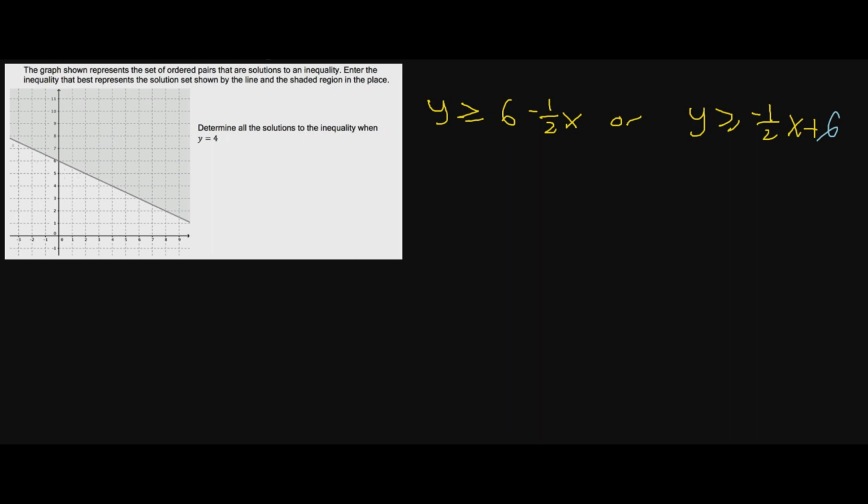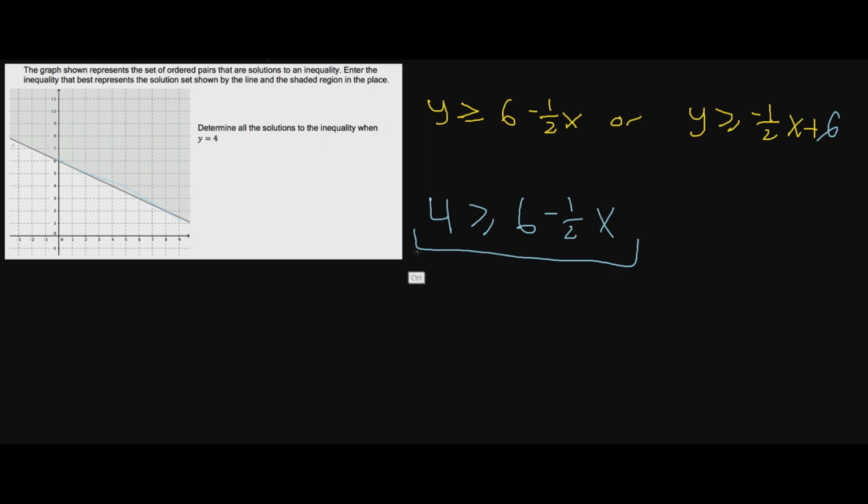+6, there it is. So y is greater than or equal to, because it's shaded. So let's just focus on this part here. Determine all the solutions to the inequality when y is 4. So let's plug in 4 into this function here, 6 minus 1/2 x. Okay, here it goes. And let's try to understand this. Well, 6 minus 1/2 x, that's just this line right here, right? That's the line.